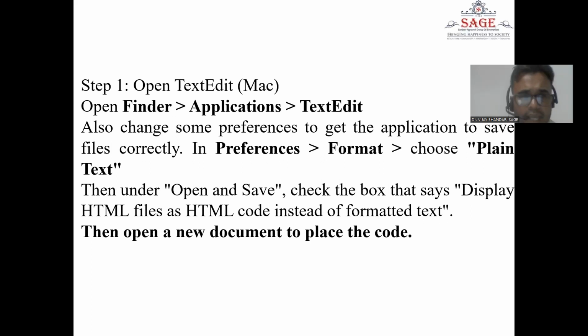Then for Mac, step one: open TextEdit. Open Finder, then go to Applications and then TextEdit. Also, you can change some preferences to get the application to save files correctly. In Preferences, under Format, choose Plain text, and then under Open and Save, check the box that says Display HTML files as HTML code instead of formatted text. Then open a new document to place the code.